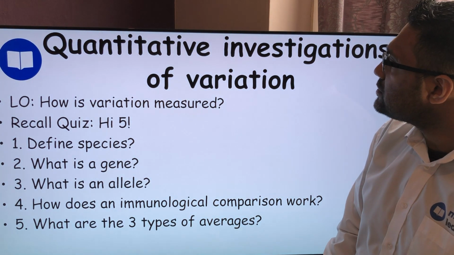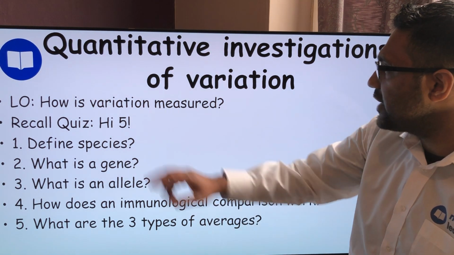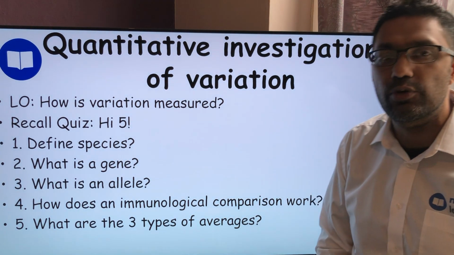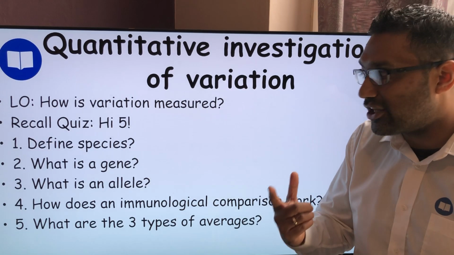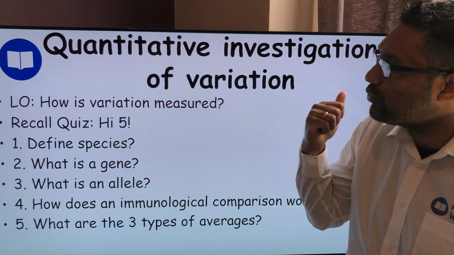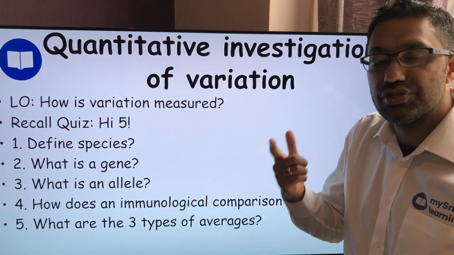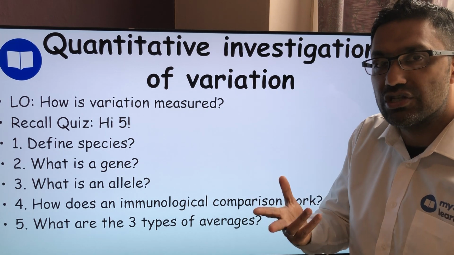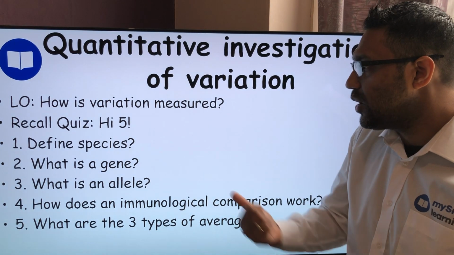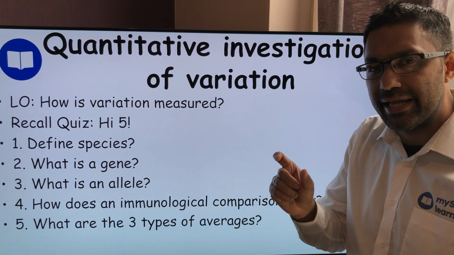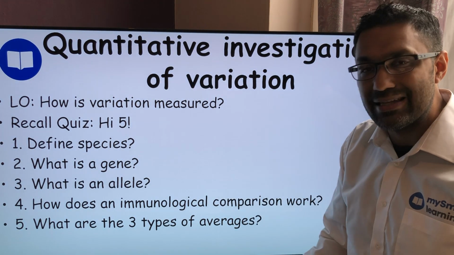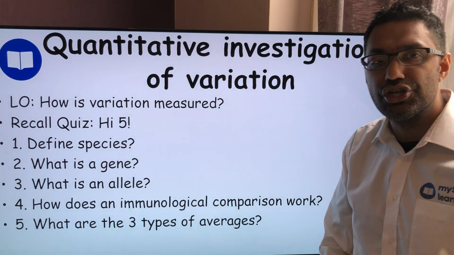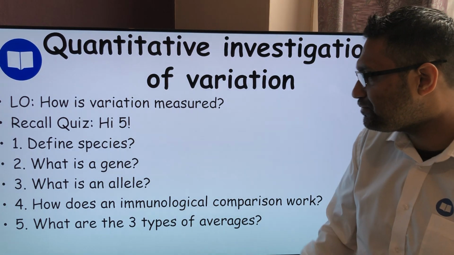Right, so how is variation measured? Definition of a species: a group of organisms with similar features. But the most important thing is they can reproduce to produce live, fertile offspring. What is a gene? A gene is a sequence of DNA that codes for a polypeptide, i.e. a protein. What is an allele? An allele is a different version of a particular gene.